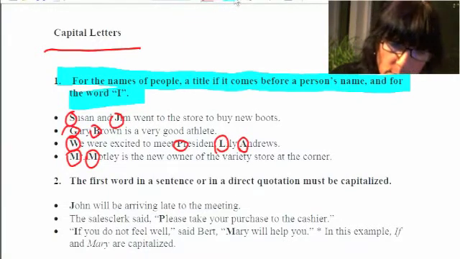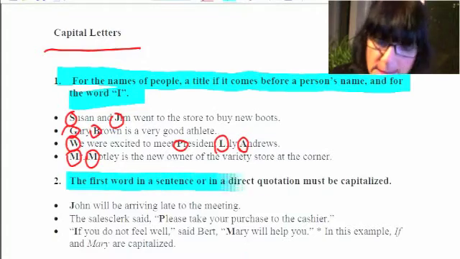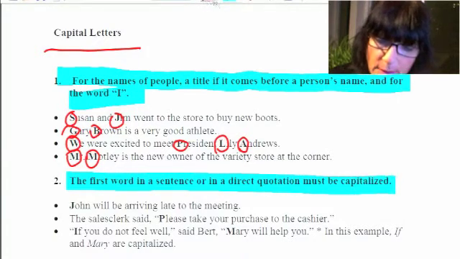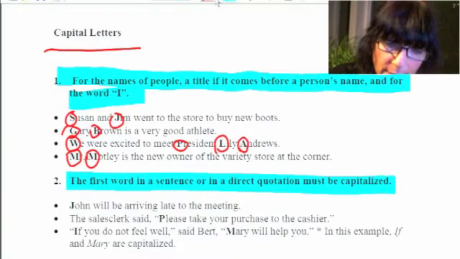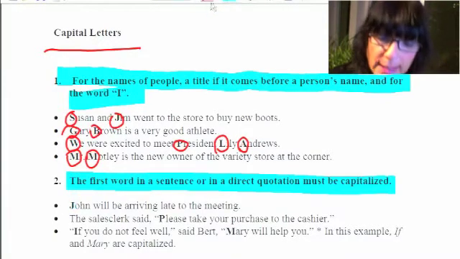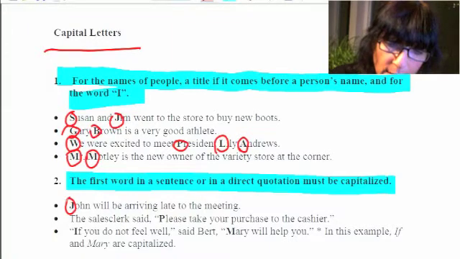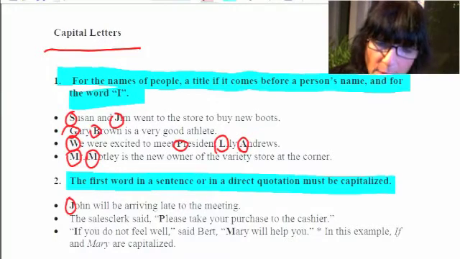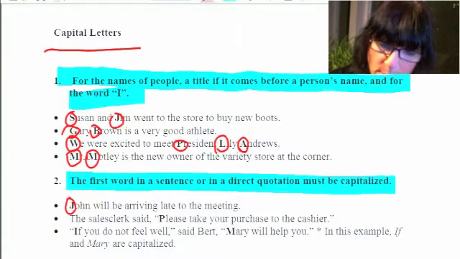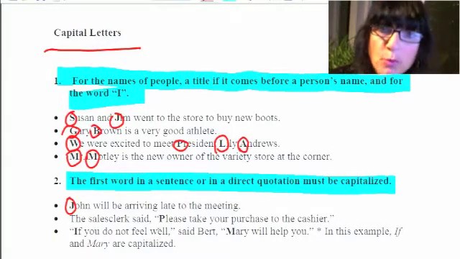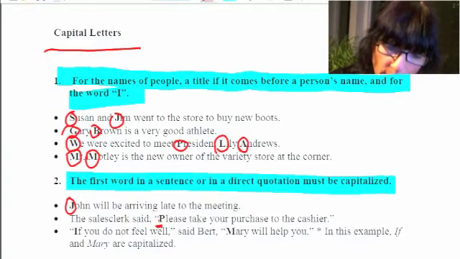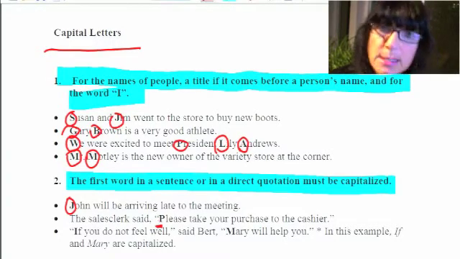So the second rule for the use of capitals is you must capitalize the first word in a sentence or in a direct quotation. So please let's look at this example to clarify. John will be arriving late to the meeting. His name is John, and that's the first word, so you'd capitalize the word John. The second example, the sales clerk said, "Please take your purchase to the cashier." Now this is a quote you can see from the quotation marks, and you always capitalize the first letter of the word directly following the quotation. So the letter P would be capitalized because it's the start of the quote.